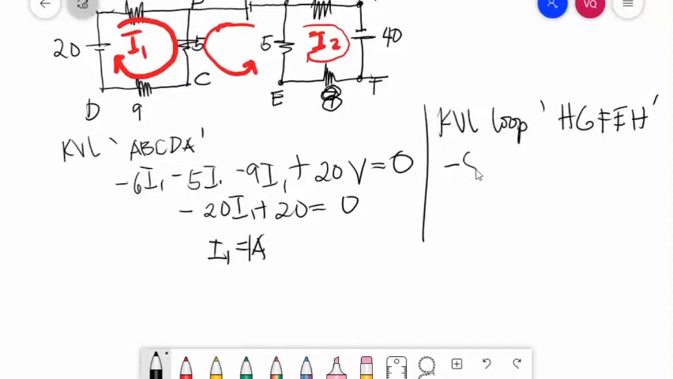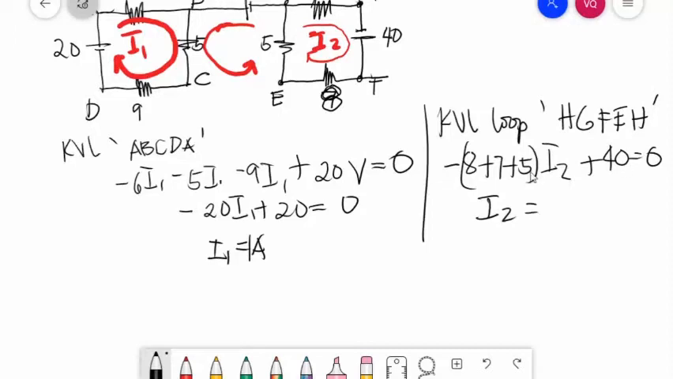So, negative 8 plus 7 plus 5. Same is true here. All of our drops are negative because the motion and the direction of current are the same. So, this is I2. Your current is entering the negative sign of the battery, so that is plus 40 equal to 0. 8 plus 7 plus 5 is 20. I2 is equal to 40 divided by 20, which is 2 amperes.